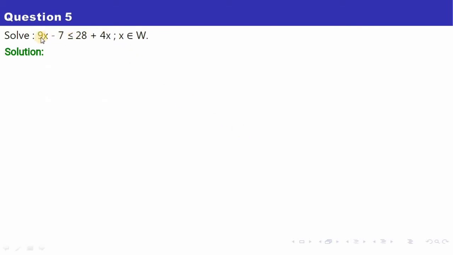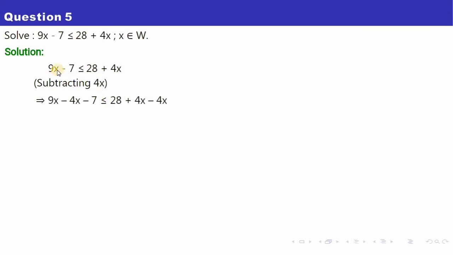The question says, solve this where x belongs to W. That means W is the set of whole numbers. So my replacement set is the set of whole numbers in this case. We have 4x here on the right hand side, but we don't want x on the right hand side. So I want to remove this, and I subtract 4x from both sides.